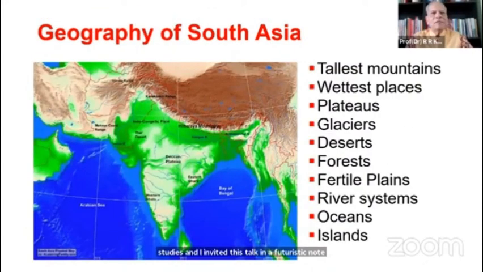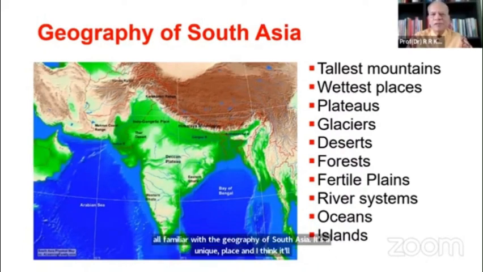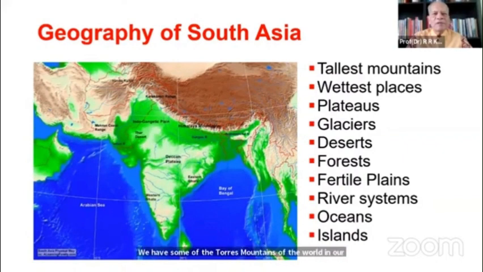You're all familiar with the geography of South Asia. It's a unique place, and I think it's the geography of extremes. We have some of the tallest mountains of the world in our region. We have the wettest places on earth in our region. We have 2 plateaus, one to the north and one to the south. We have glaciers, deserts, forests, fertile plains, river systems, oceans, and islands. I think you just name it and we have it. This is the geography of extremes of South Asia in which we live.